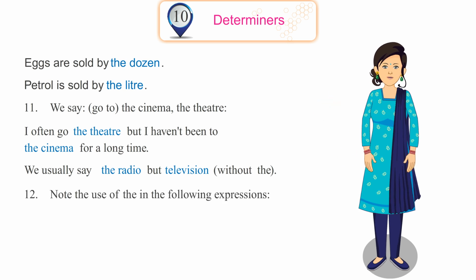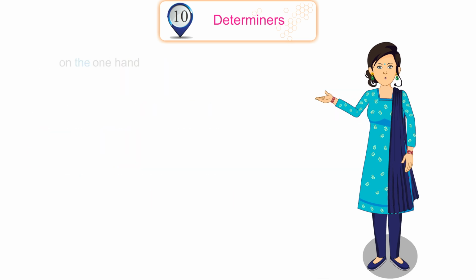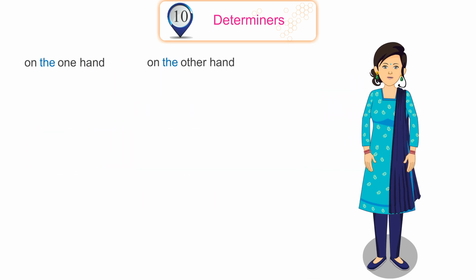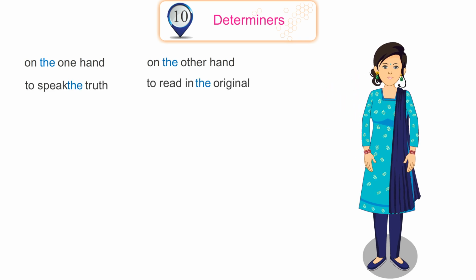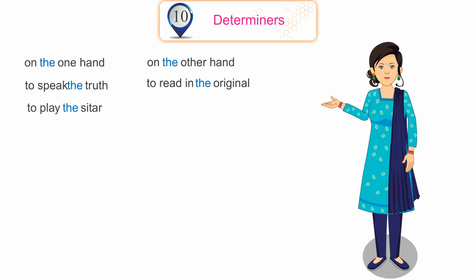Note the use of the in the following expressions: on the one hand, on the other hand, to speak the truth, to read in the original, to play the sitar.